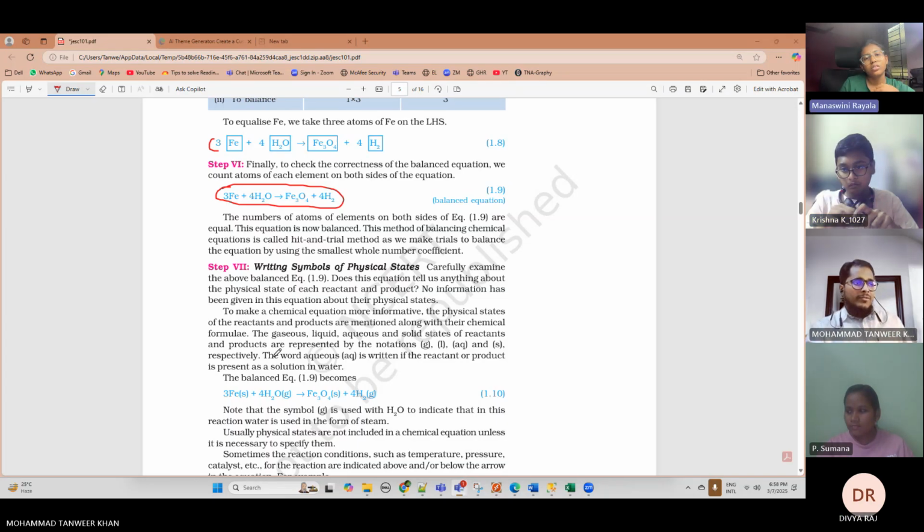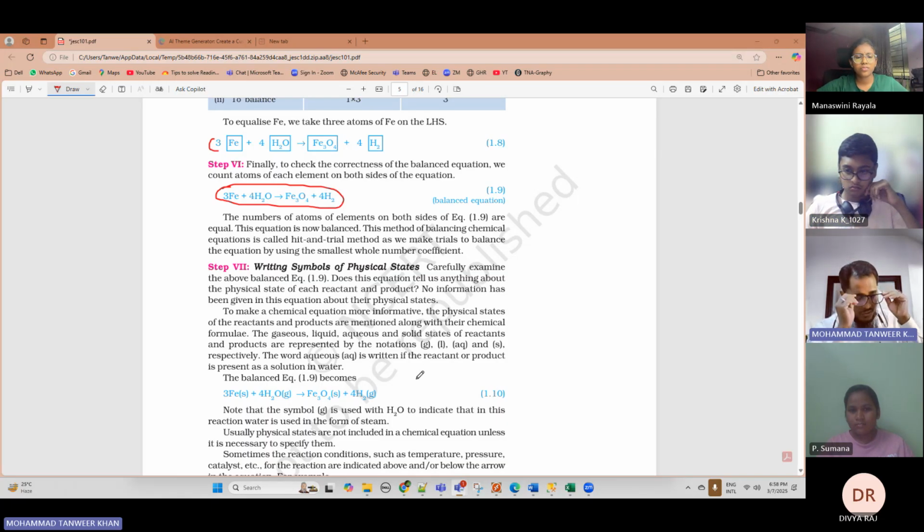The word aqueous is written if the reactant or product is present as a solution in water. The balanced equation 1.9 becomes, if you remember, yesterday we have balanced this chemical equation, right? This red color. We have seen how to balance it.